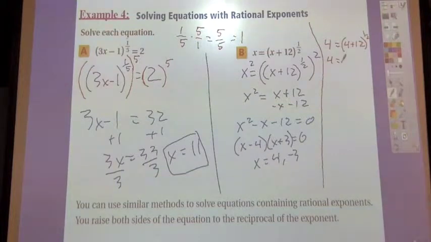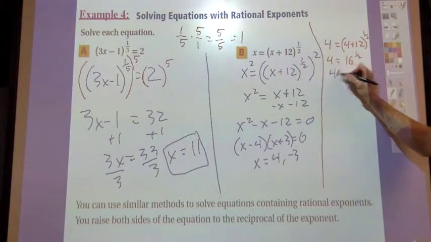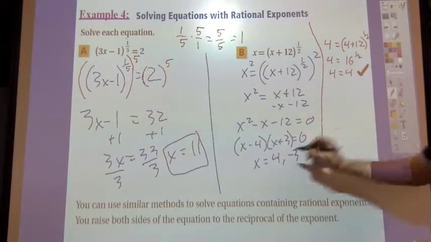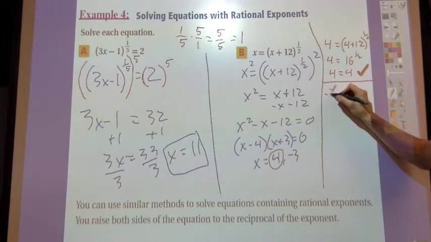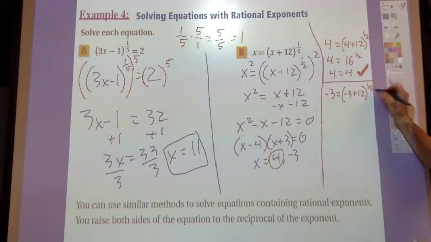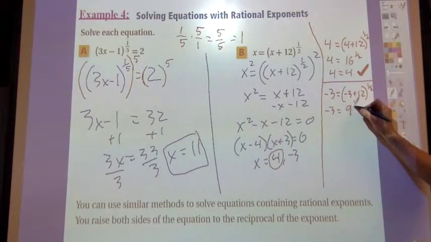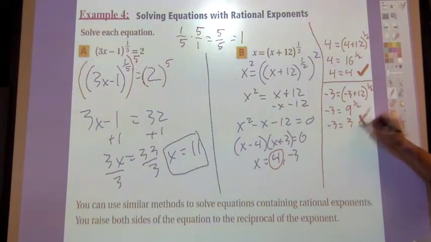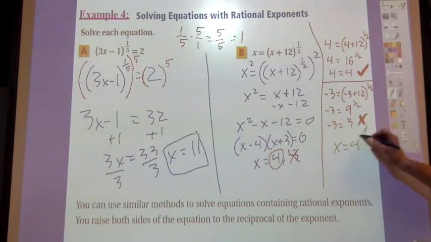4 equals, what is 4 plus 12? It is 16 raised to the 1/2. 16 raised to the 1/2 is 4. 4 equals 4, so that one works. We get a big check mark for that one. Boom. Let's try negative 3. Negative 3 equals negative 3 plus 12 raised to the 1/2. Negative 3 equals 9 raised to the 1/2. Negative 3 equals 3. No, it does not. So negative 3 does not work. Your final answer is x equals 4.